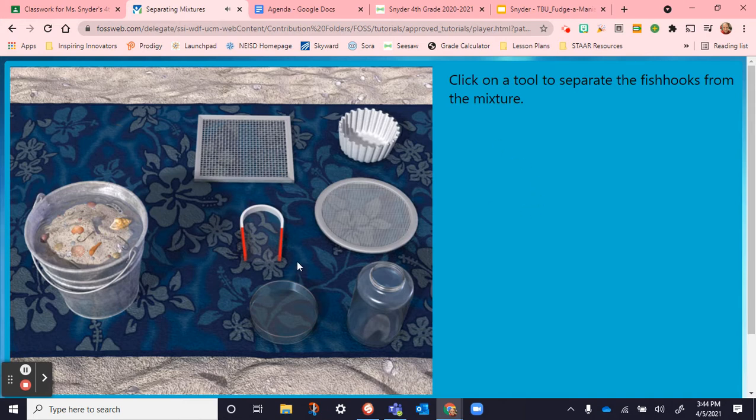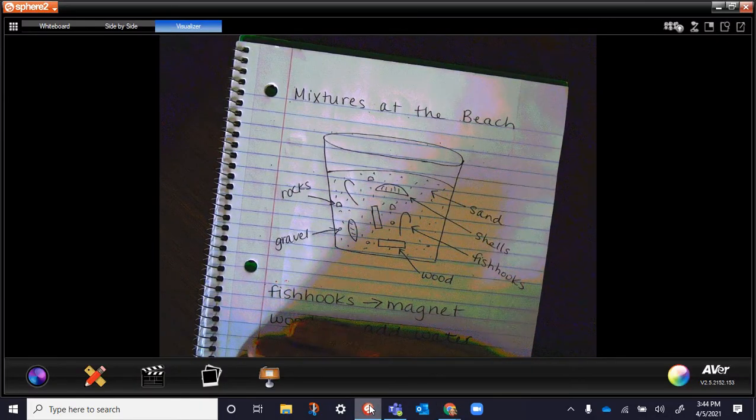All right, so we went through here and we decided on tools that would be good to separate the items. So I'll let you do that activity on your own. I don't want to give it all away, but let me just show you. So I'll cover my answers here.